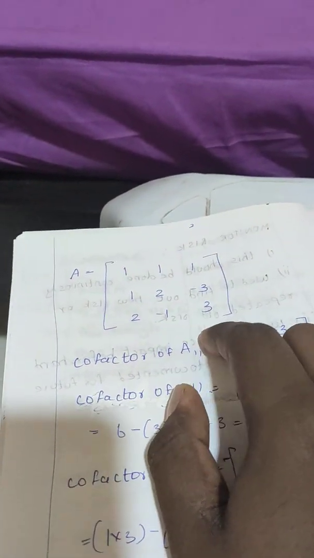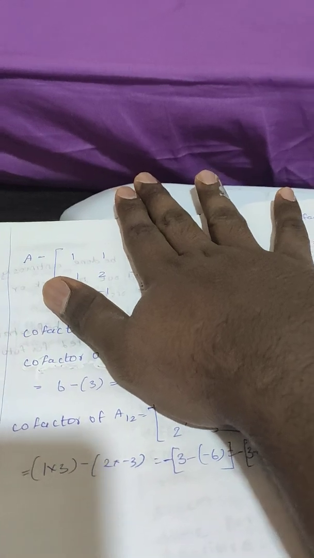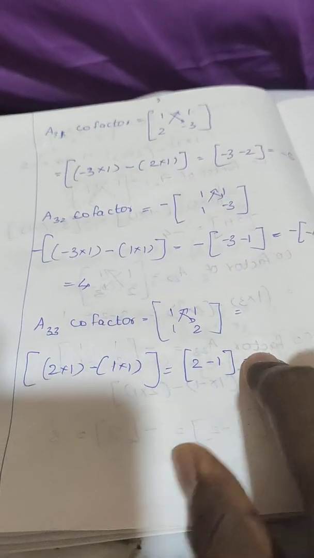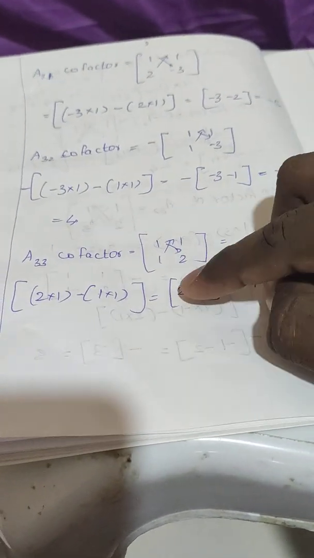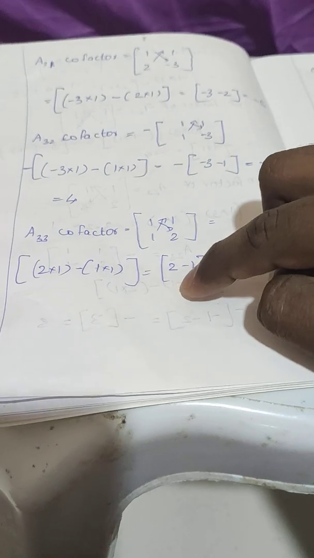This is your cofactor of this one. Final cofactor is 3 cross 3. This last one, third row, third element. I'm going to cover this up. 1, 1, 1, 2. Cross multiply, 2 into 1 is 2, minus 1 into 1 is 1. So 2 minus 1 will give you 1.